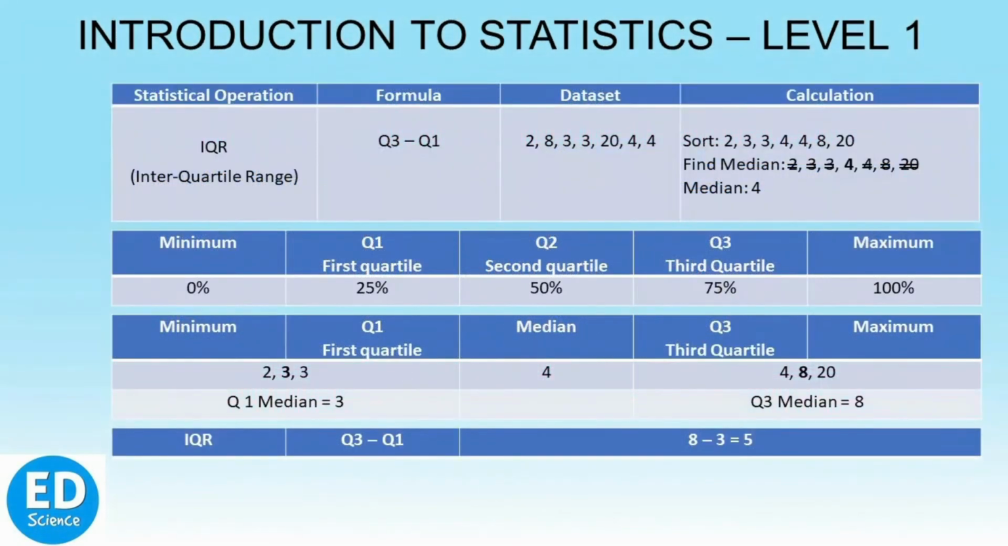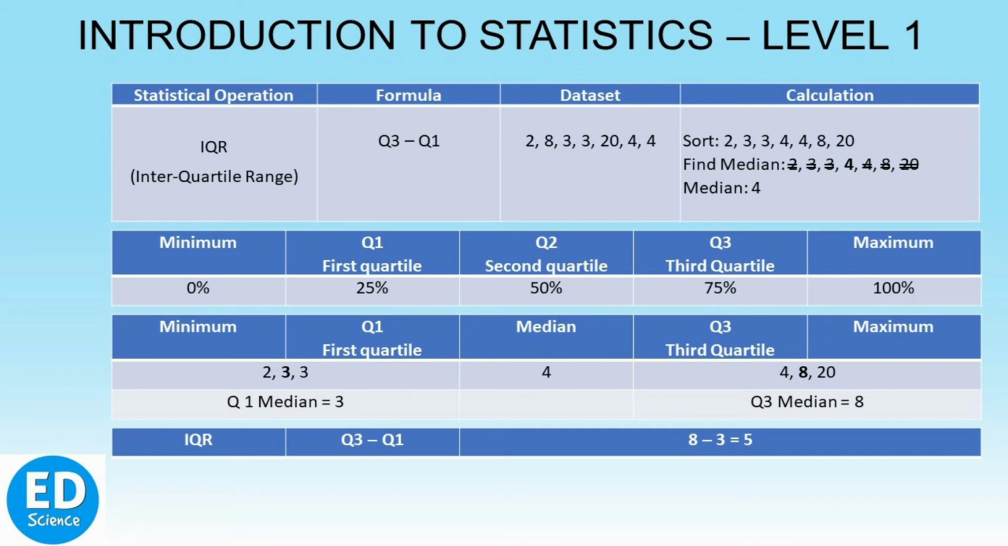To find the interquartile range or IQR, we divide our data set into equal parts. The minimum is 0% and the maximum is 100%. From 0% to first quartile is 25%. From 0% to second quartile is 50%. From 0% to third quartile is 75%. And from 0% to fourth quartile is 100%.